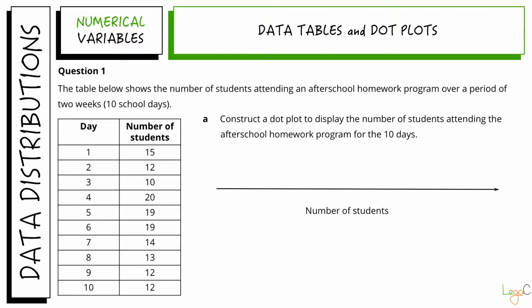Then we are going to look at the minimum number of students, which in this case is 10, and the maximum number of students, which is 20. And then we plot every other number between 10 and 20 on the number line. Remember always that these numbers have to be equally spaced. The minimum number is 10 and there is only one day with 10 students in attendance, so we put a dot above 10. There are no days with 11 students in attendance, so there is no dot above that.